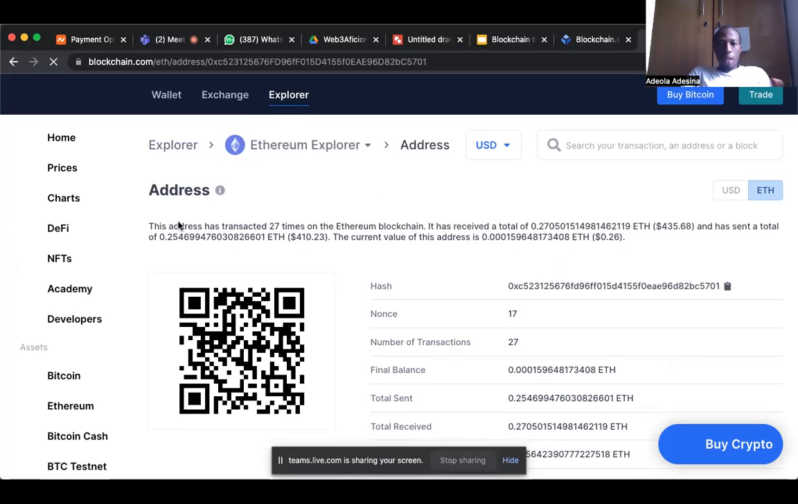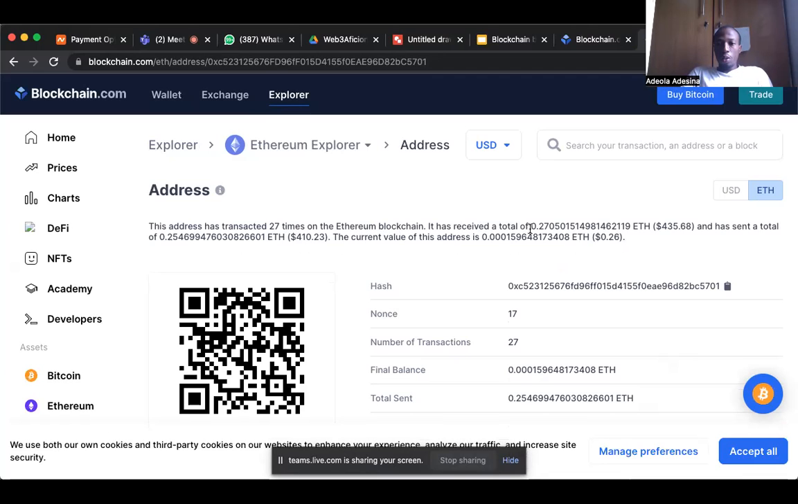So we can see that this address has transacted 27 times on the Ethereum blockchain. It has received a total of this Ether and sent a total of this Ether, and the current value of this address is this Ether. You can see this is the hash for this address. This is the nonce. I will explain nonce later. This address has transacted 27 times. This is the final balance right now, and this is the total amount of Ethereum that this address has sent.